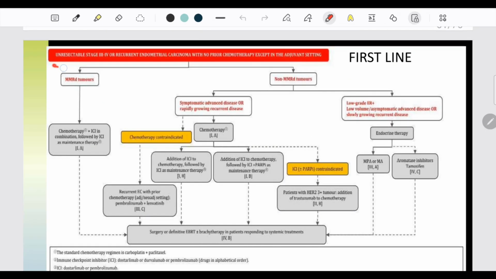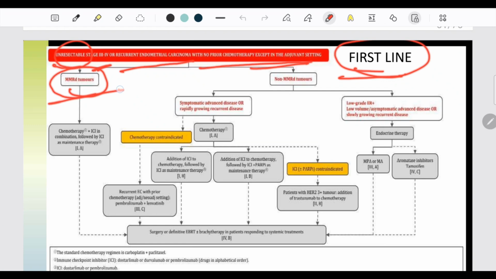Next comes the unresectable stage 3 or 4 or recurrent endometrial carcinoma with no prior chemotherapy except in the adjuvant setting. So first line therapy. You have to check whether it is a mismatch repair deficient tumor or a non-mismatch repair deficient tumor. In case of an MMRD tumor, chemotherapy plus immune checkpoint inhibitor followed by immune checkpoint inhibitor as maintenance therapy is the preferred one. And in non-MMRD tumor, you have to check for symptomatic advanced disease or rapidly growing recurrent disease.